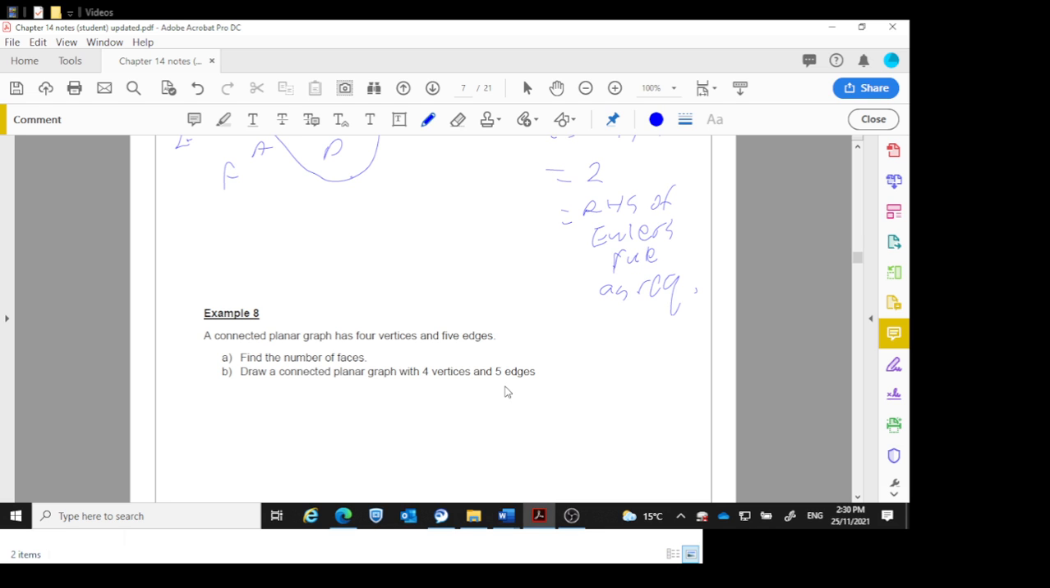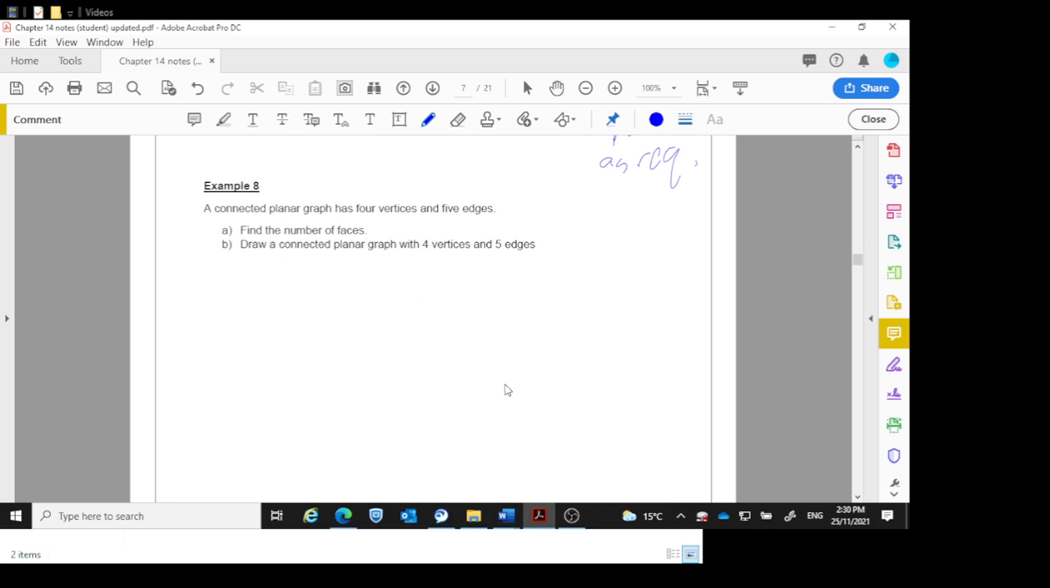Example 8. A connected planar graph has 4 vertices, 5 edges. Find the number of faces. Well, because it's a connected planar graph, Euler's rule is true. So we've got 4 vertices, we've got 5 edges. We have to find the number of faces. 4 minus 5 is negative 1, plus F equals 2. So F is going to be 3.